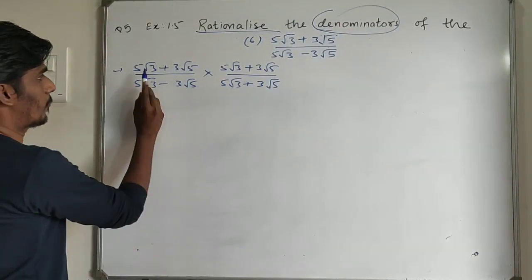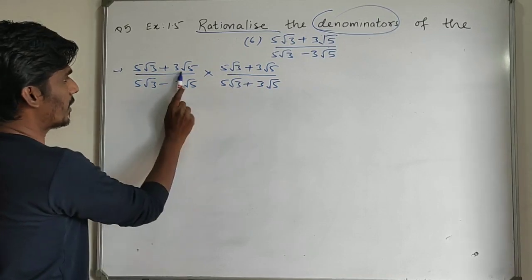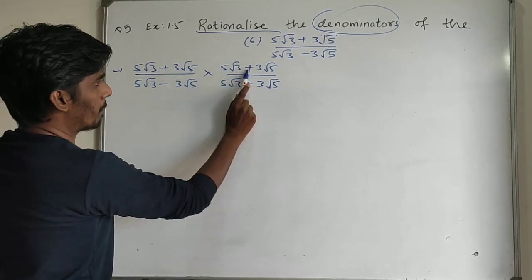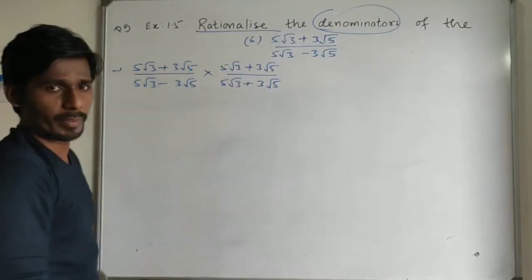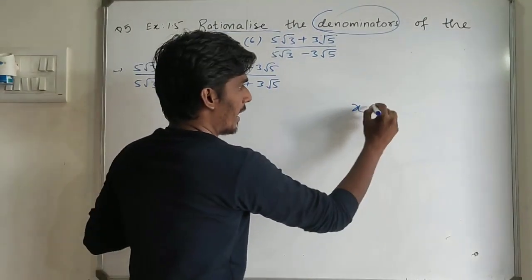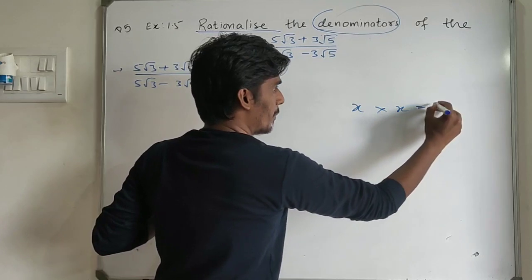Now if you look at the numerator, 5 root 3 plus 3 root 5, 5 root 3 plus 3 root 5, both the binomials are the same. If I write x into x, so it becomes what?